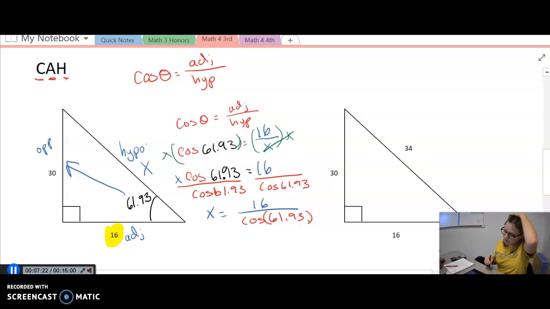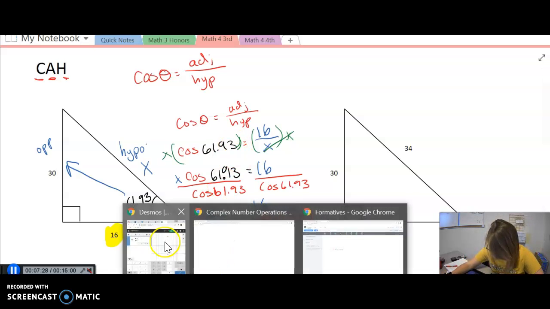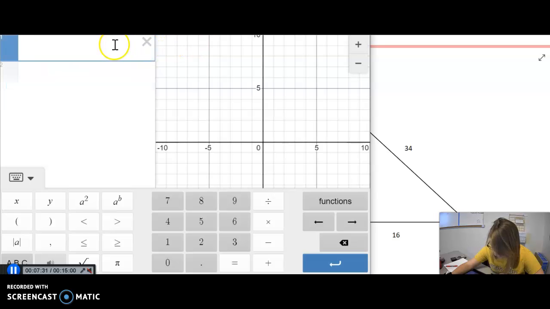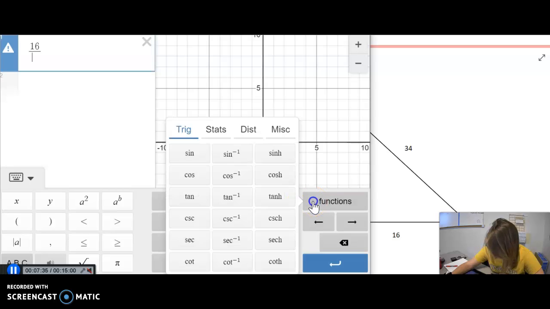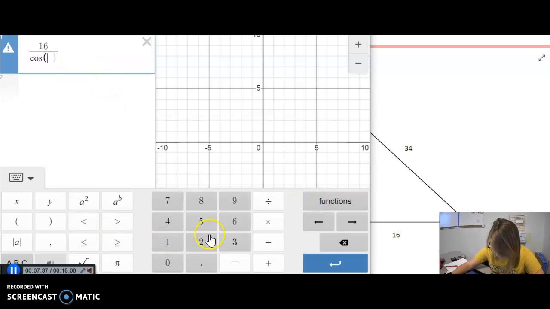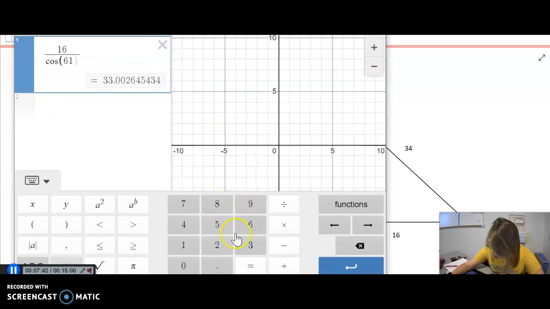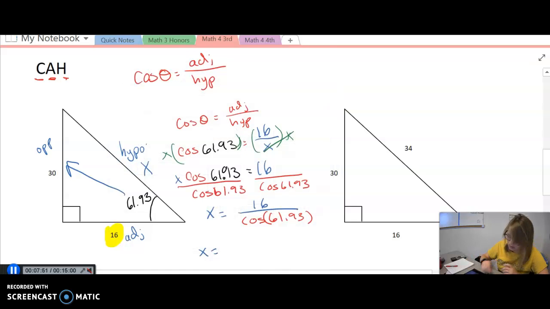So now we can go ahead and plug this into Desmos to figure out what my missing side length is going to be. So let's go to Desmos, and we have 16 divided by functions cosine of 61.93, and then we get that it's going to be 34. So x equals 34.